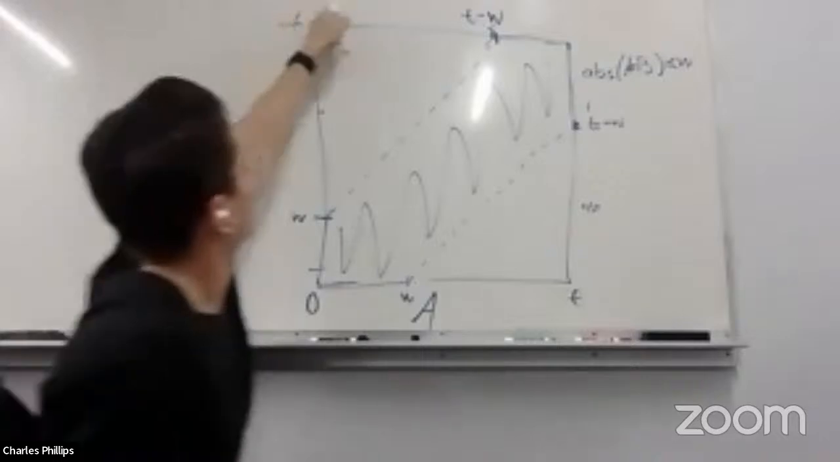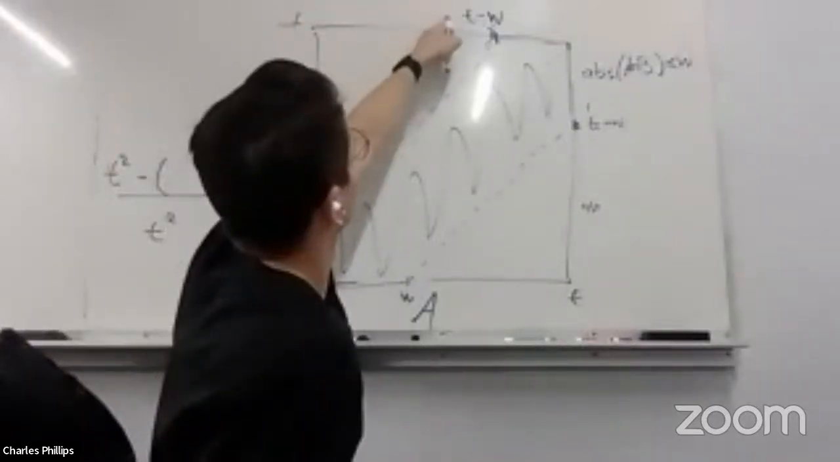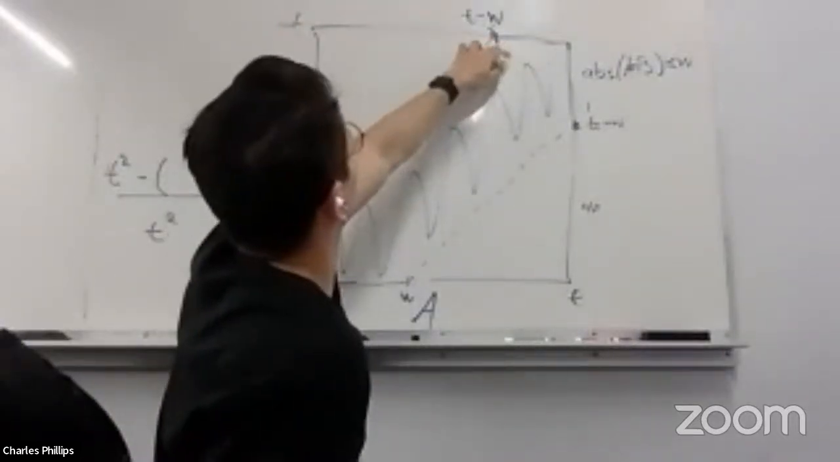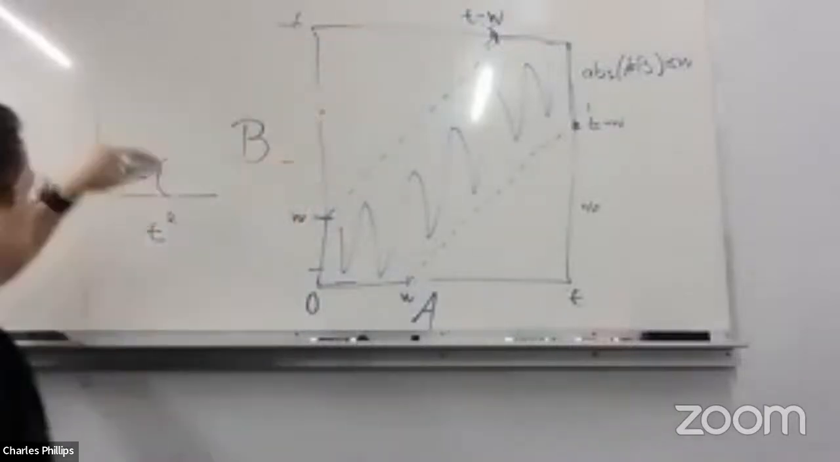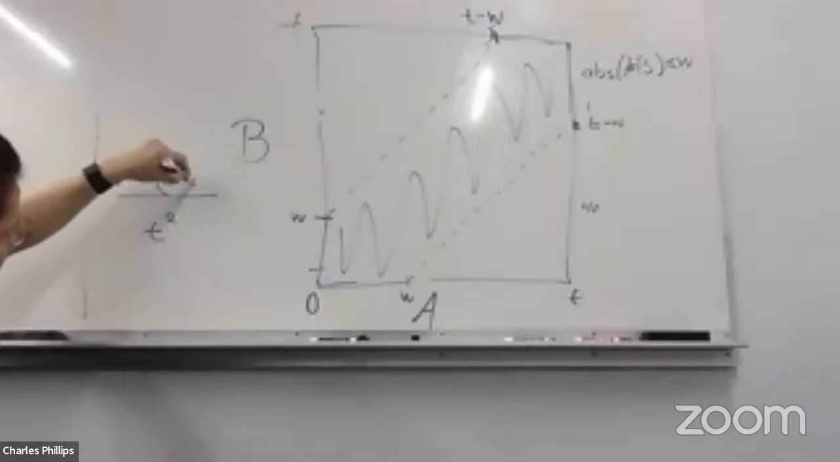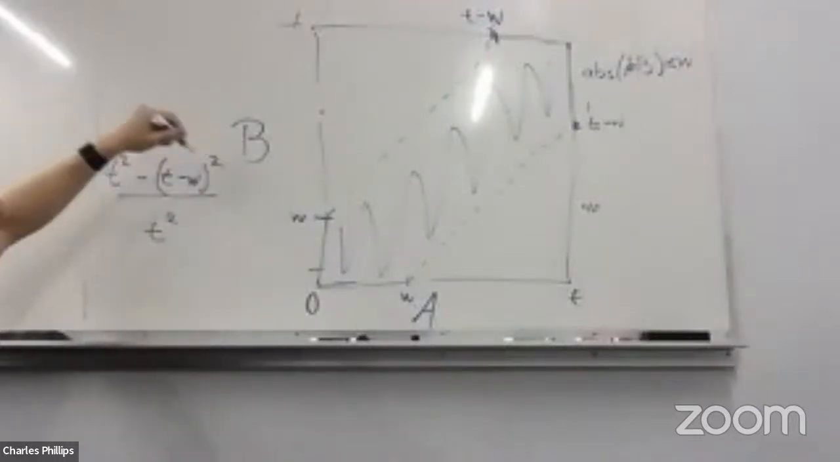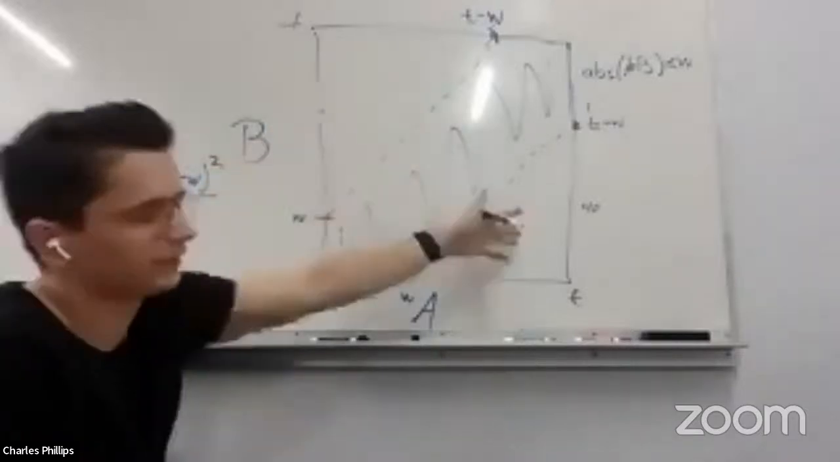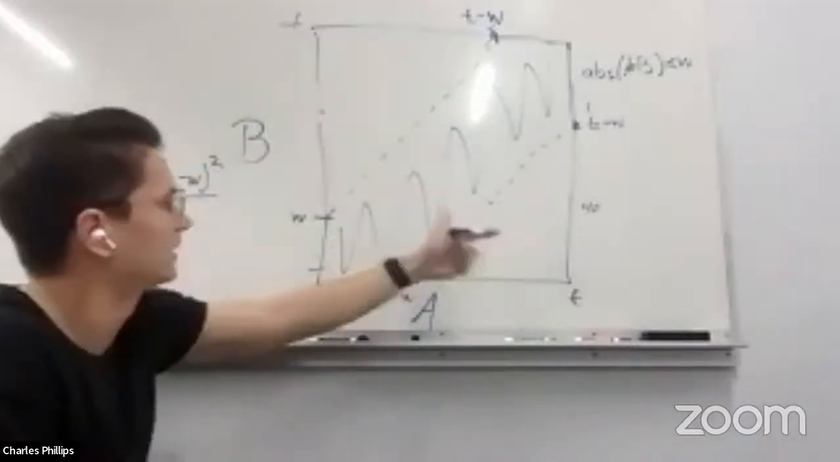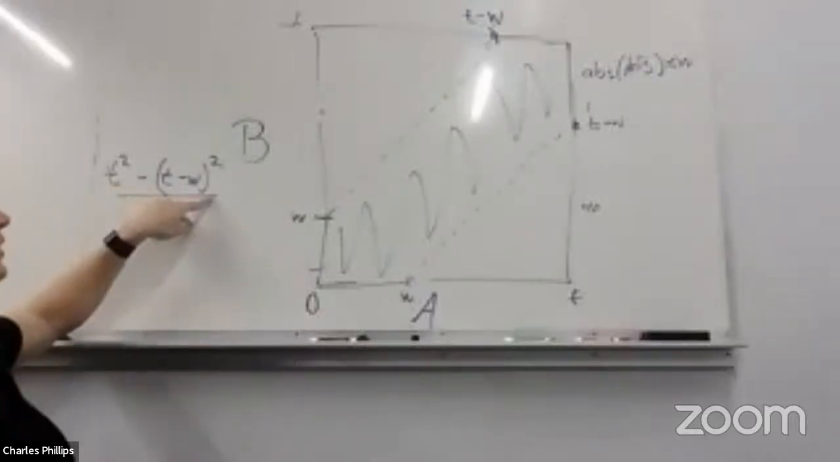minus, well, if this is point t minus w, then this length is just t minus w, right? And this length is also t minus w. So we get minus (t minus w) squared, since the area of this triangle is (t minus w) squared over 2, and the area of this triangle is (t minus w) squared over 2. We add them, and the total area is (t minus w) squared.